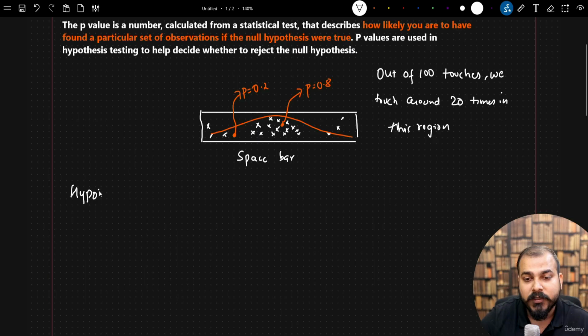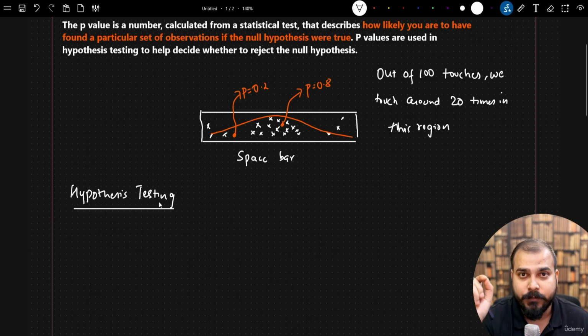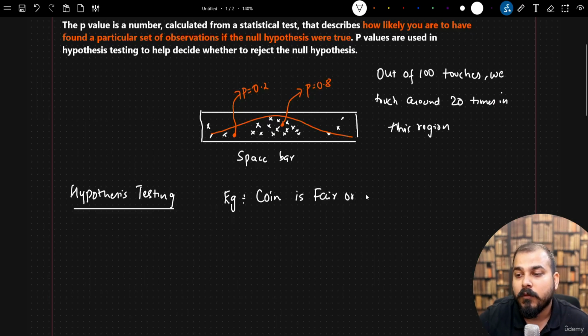Now, as you know, in hypothesis testing, my first step is to write the null hypothesis and alternate hypothesis, and then we perform a statistical analysis or statistical test. The outcome of a statistical test is the p-value. Now, how it is related, I will talk about it. Let's take an example. Let's say I want to do a hypothesis test on a coin to find out whether the coin is fair or not. And I will try to find this out by doing 100 tosses.